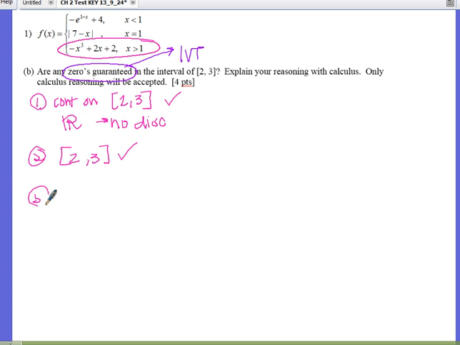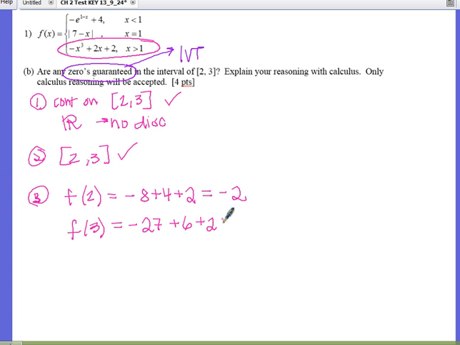So the third step is to actually find the y values. So f of 2 would be negative 8 plus 4 plus 2, which gives me negative 2. Let's hope I did that right. And then f of 3 would be negative 27 plus 6 plus 2, which gives me negative 19. Fourth step is check the y value that they're asking about. F of c would be 0.